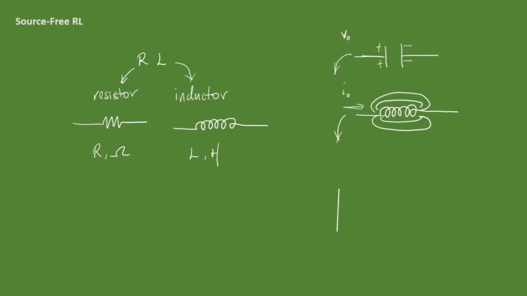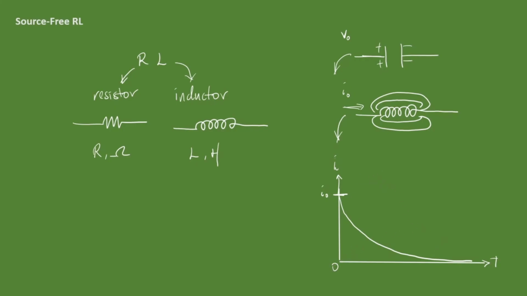The graph over time will look the same as a capacitor does, because they're both the same type of storage elements. So this should now be a maximum. The maximum current I0 at time T equals 0, and eventually it gets to 0.